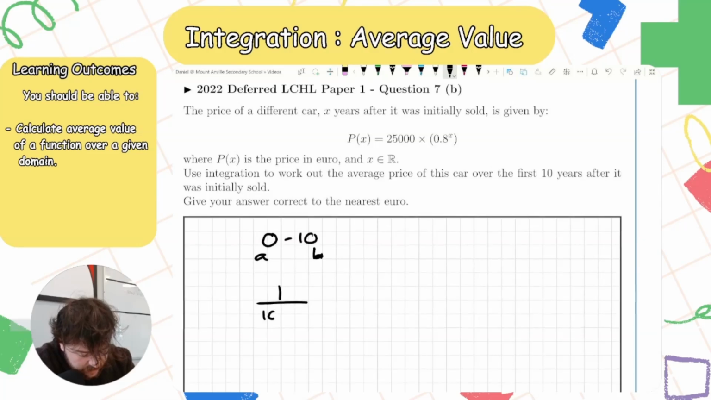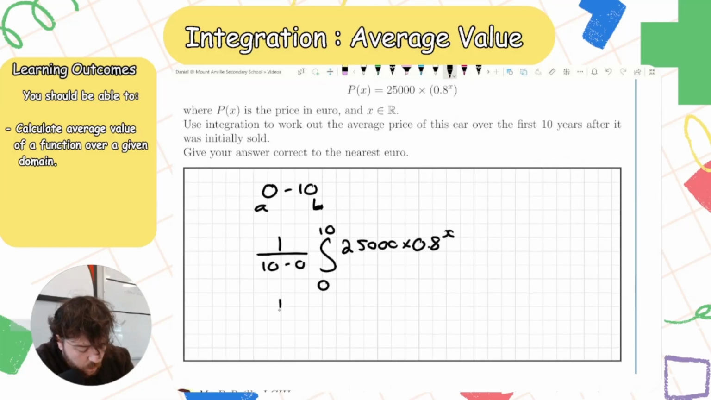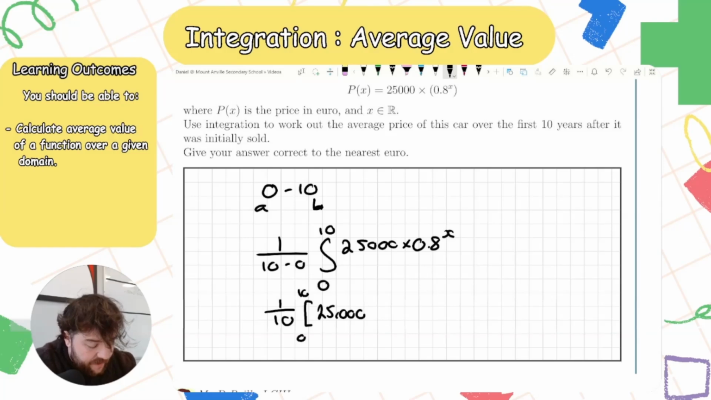So it's 1 over 10 minus 0 of the integral from 0 to 10 of 25,000 times 0.8 to the power of x. That's going to be 1/10 of 25,000 times the integral of 0.8 to the power of x, which will be 0.8 to the power of x over ln of 0.8. Right, so there is my function there.